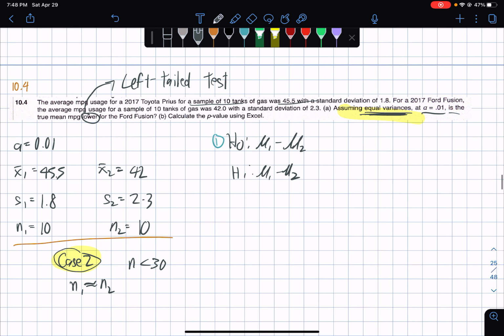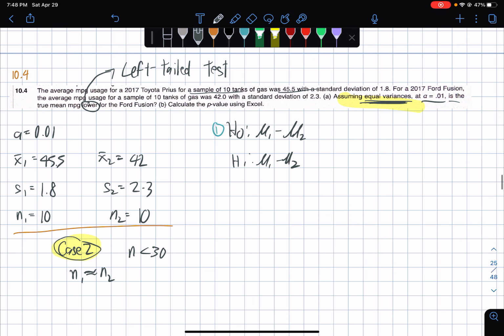Okay, calculate the p-value using Excel. We're not going to do letter B. Only letter A. So critical value, what is this? Case 2 is a T, the T calc. So for the critical T value, we need the degrees of freedom.